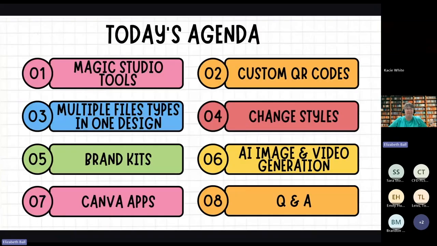So what are we going to do today? This is what y'all are here for. We're going to talk about Magic Studio tools, and I am going to share with you some of my favorite ones, especially one that is one of their newer ones that has completely changed my life when it comes to creating social media posts. We're going to talk about custom QR codes. I use QR codes all the time, and if your departments and your schools are anything like mine are, we like to have everything branded, and I'm going to show you exactly how to do that.